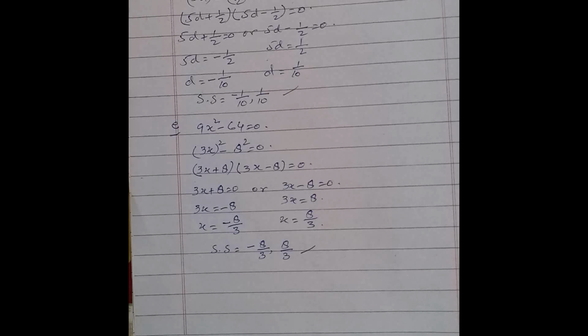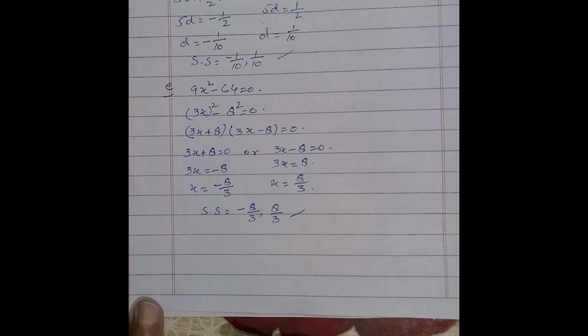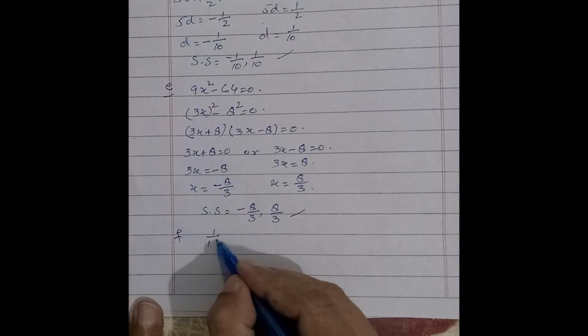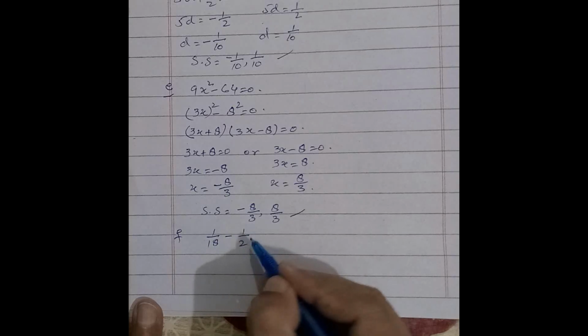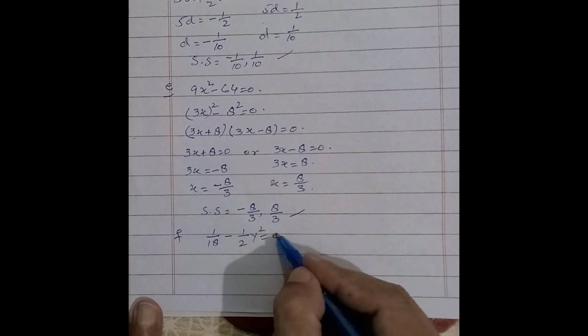part E. And next, the part F is, in which we have 1 over 18 minus 1 over 2 y square is equal to 0.